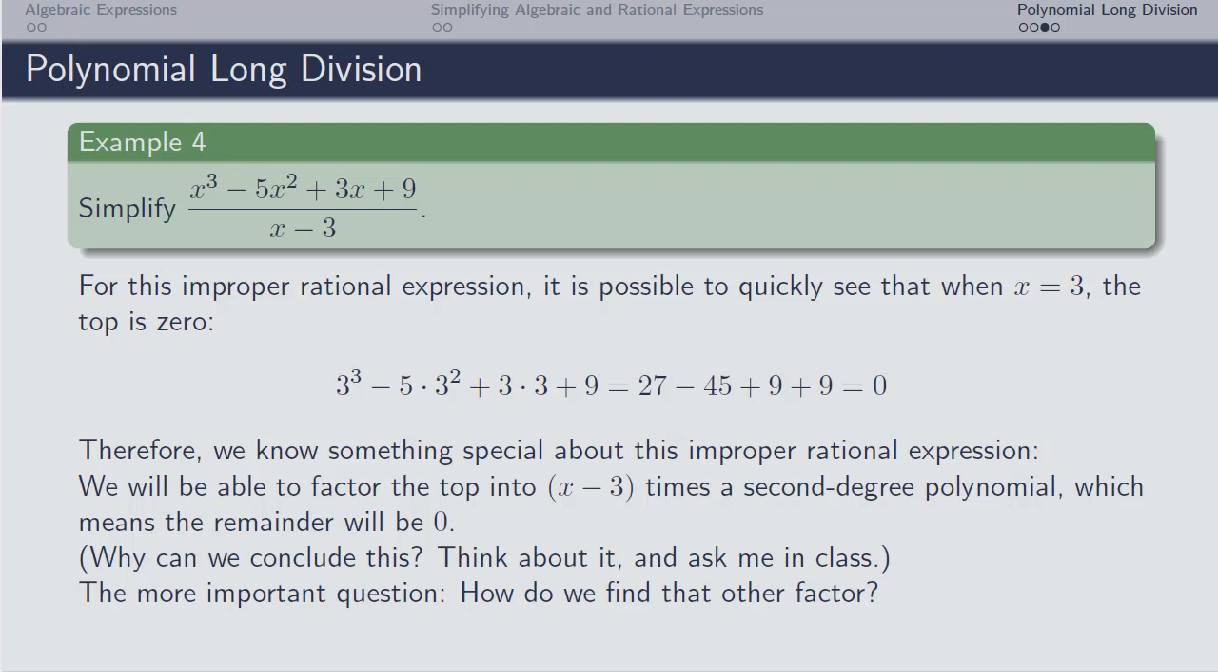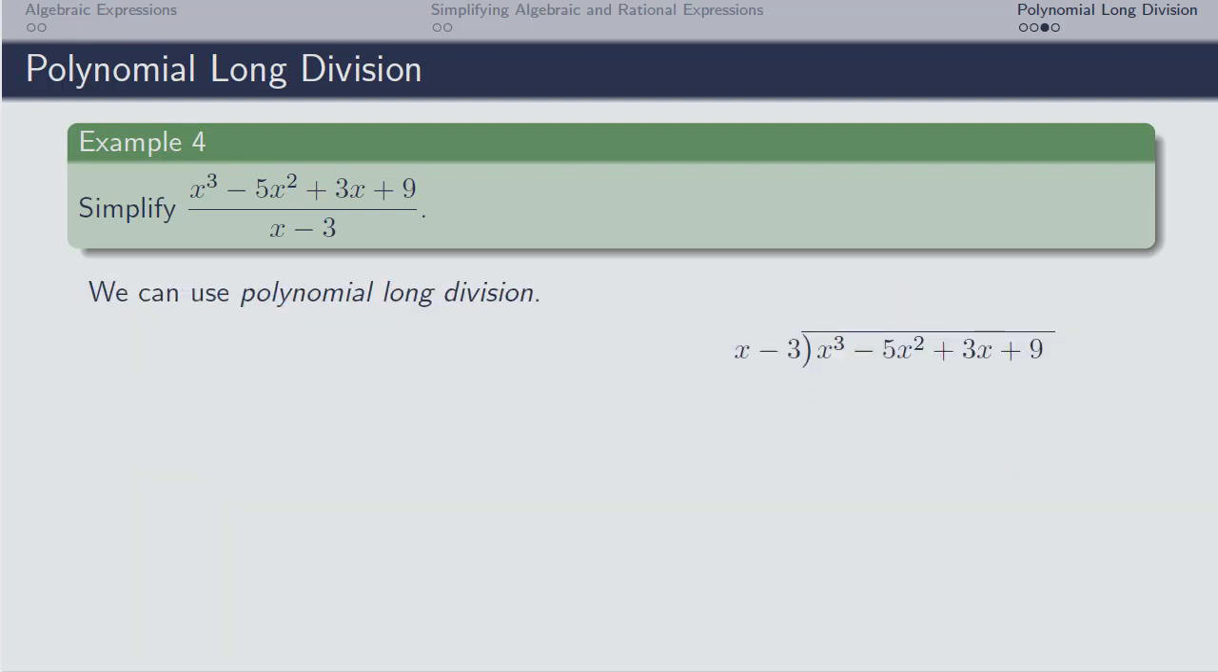Now, the more important question for what we're doing right now is, I know that I can factor it. That doesn't tell me what the other factor is. So I need to find a polynomial that when I multiply it by x minus 3, I get x cubed minus 5x squared plus 3x plus 9. Right? So there's a technique for doing this called polynomial long division, right? And we've kind of mimicked the steps of regular long division.